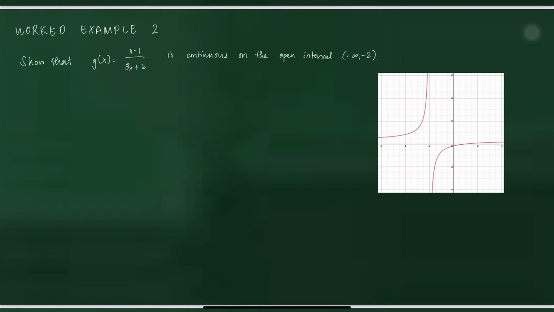Welcome sa ating worked example number 2. Huwag kayong mag-alala, mas madali na lang to. We want to show that g of x equals (x minus 1) over (3x plus 6) is continuous on the open interval negative infinity to negative 2.